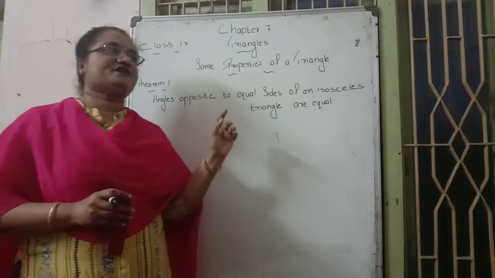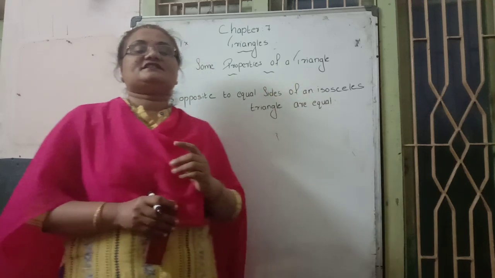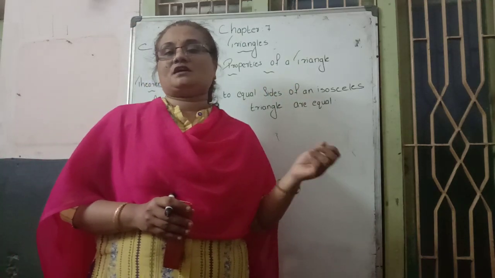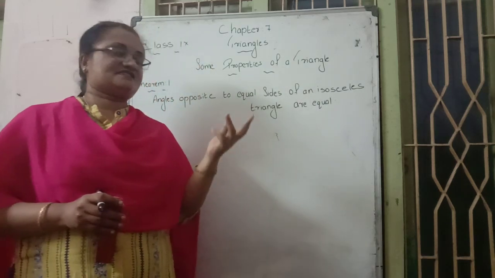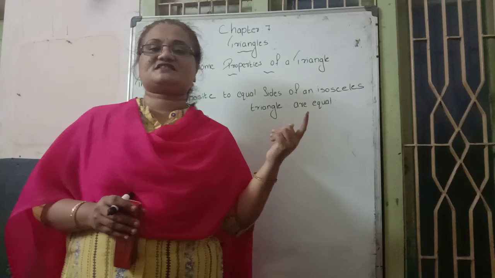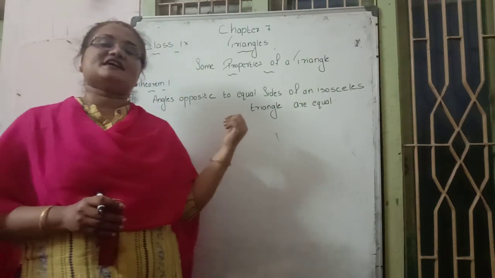Now we are going to discuss chapter 7, Triangles. In the last class we learned about some properties, that means the SAS property, SSS property, and RHS property. We discussed that at that time. Now we are going to discuss theorems.